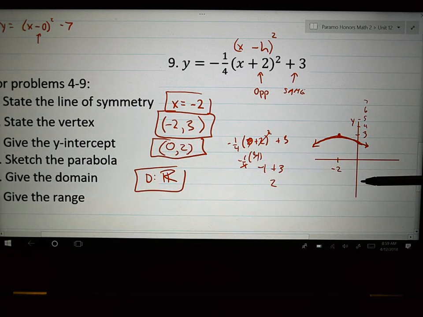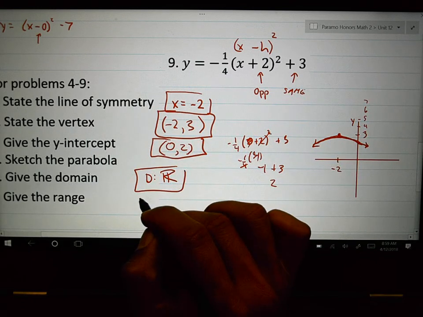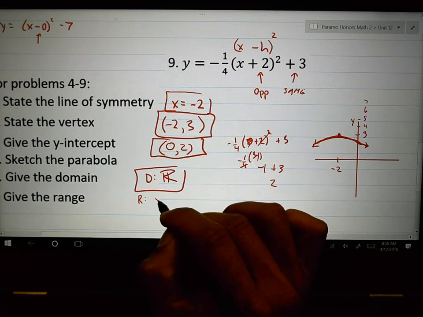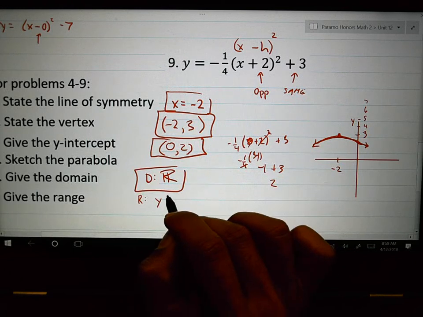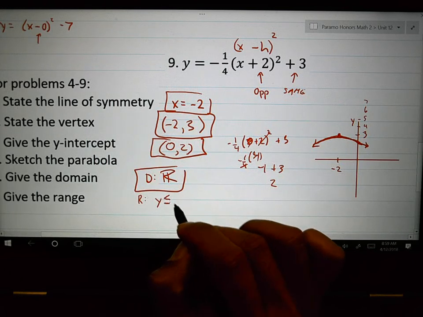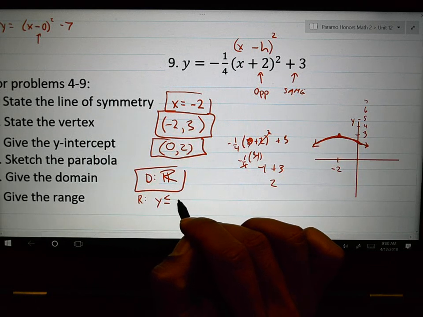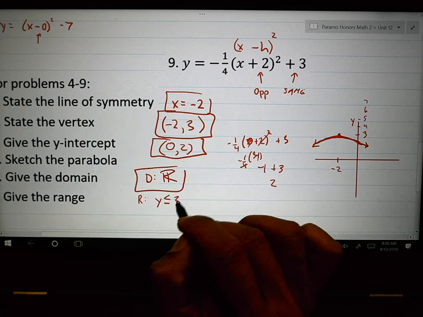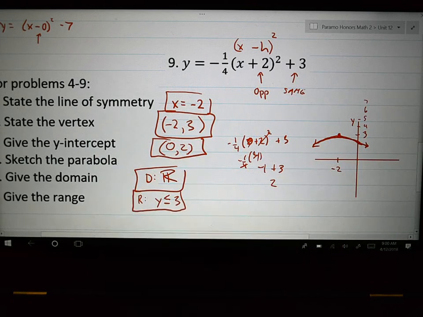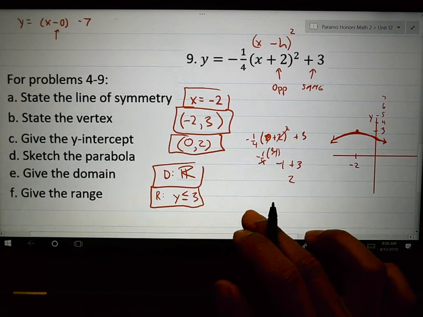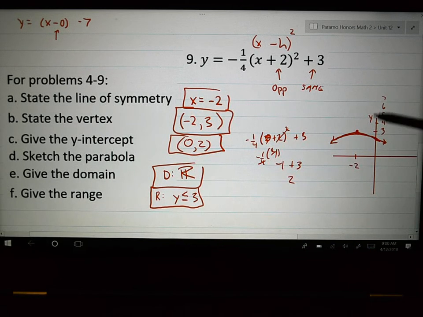So how do we write that? Our range is the y's have to be less than. Can it be equal to? Yes. Which y coordinate? What number goes here? I'm hoping you said 3. They are the y values that are here and below.